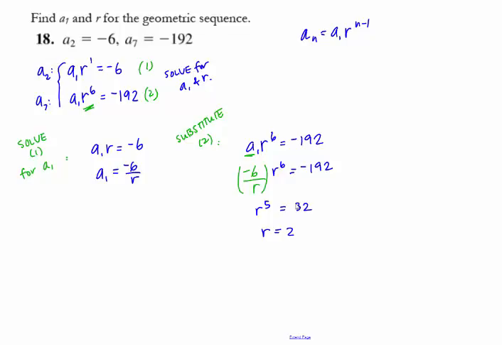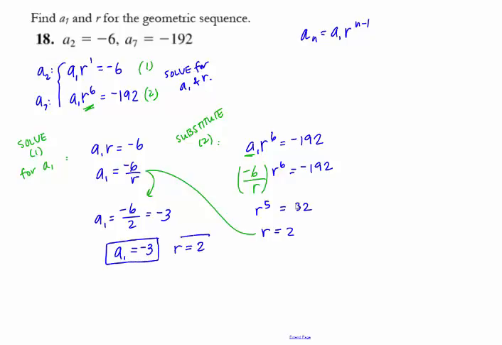So now we have r. We can go back and solve for a1. The first term, therefore, is -6 divided by 2, which is -3. And now we have those solutions: a1 equals -3, r equals 2. From there, we could write the general term of the equation. We could find any requested term. We can go anywhere from there.